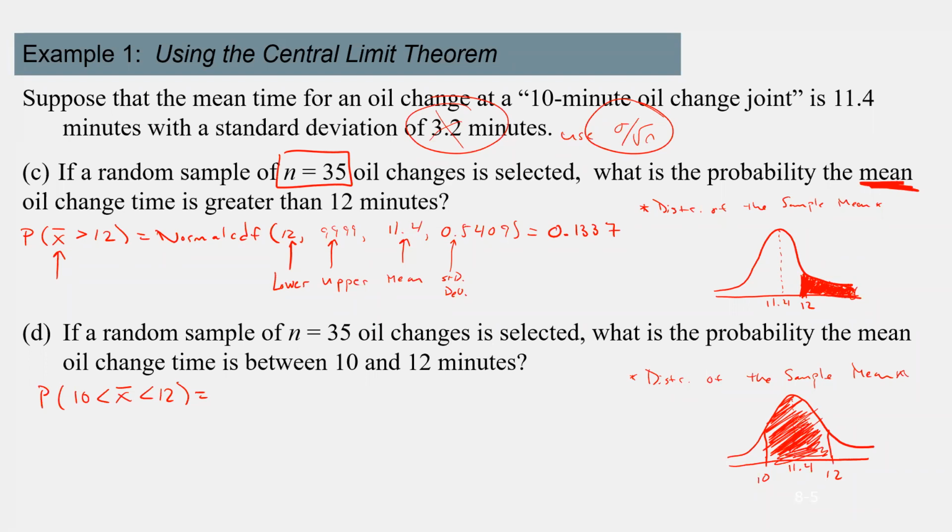Okay, so let's use our calculator again. It's going to be the normal CDF command. Help me out here. What's my lower value? 10, yep. What's my upper? 12, yep. And the mean is 11.4. And what value am I going to put in for the standard deviation? Yep.